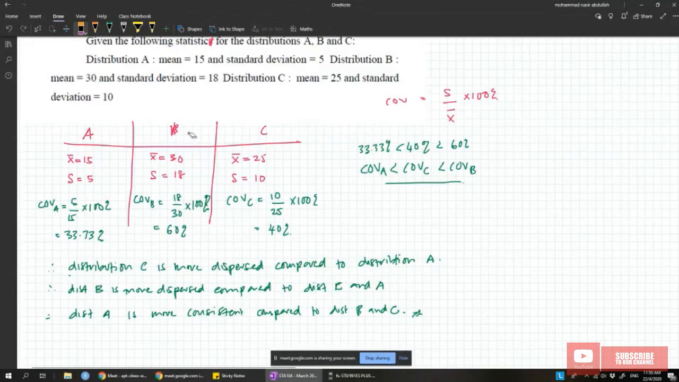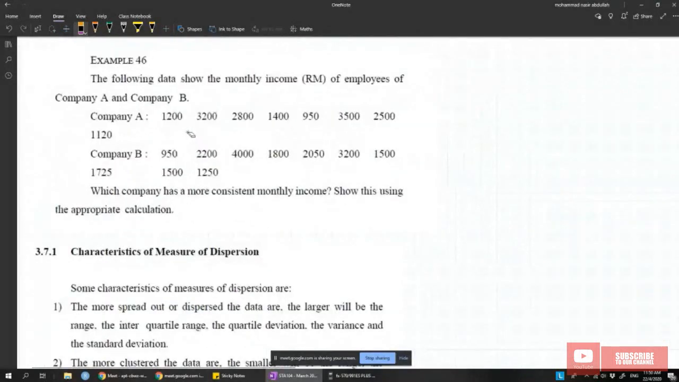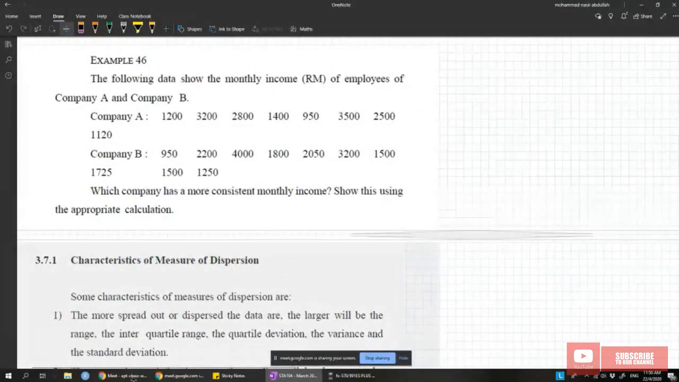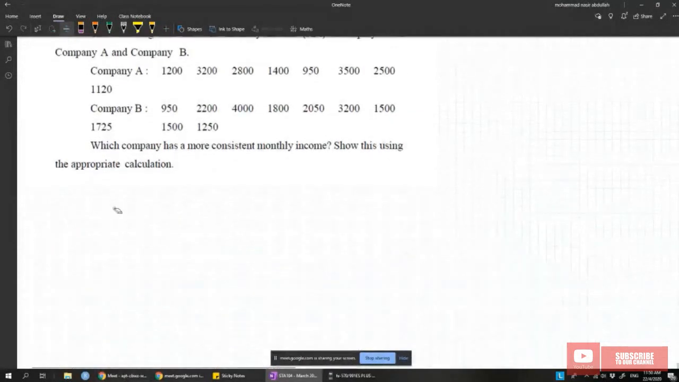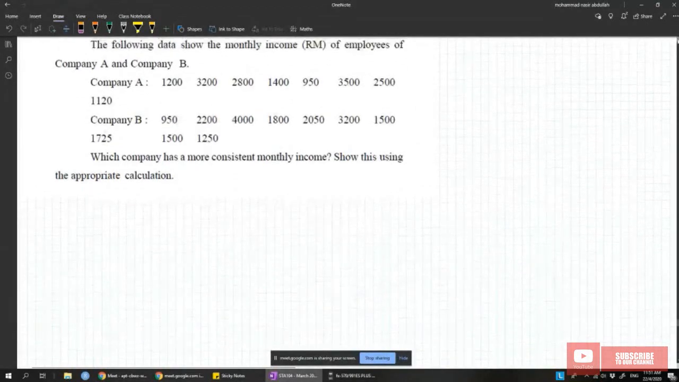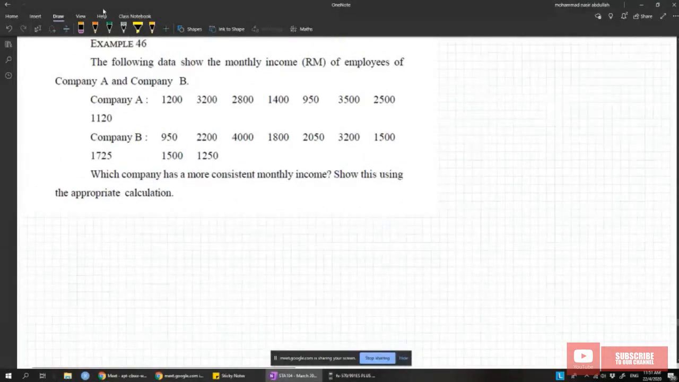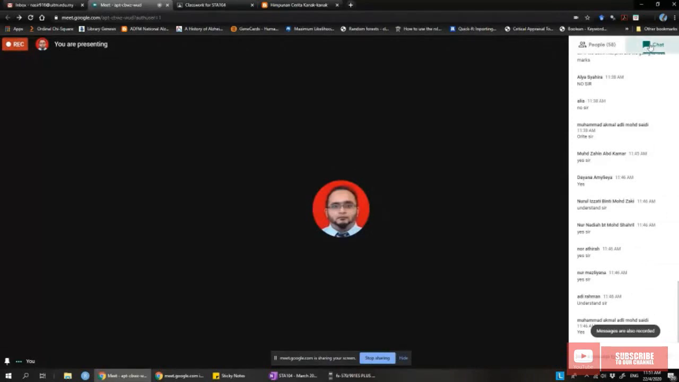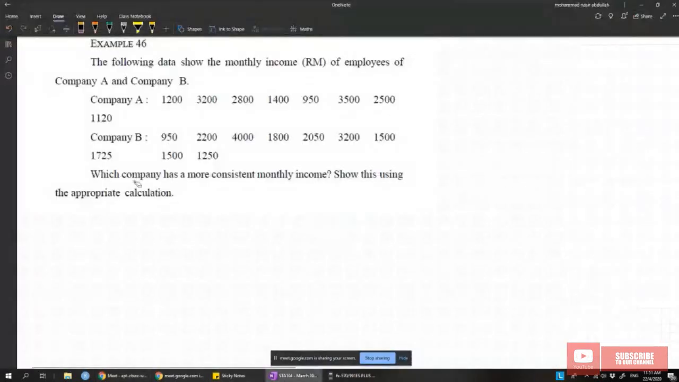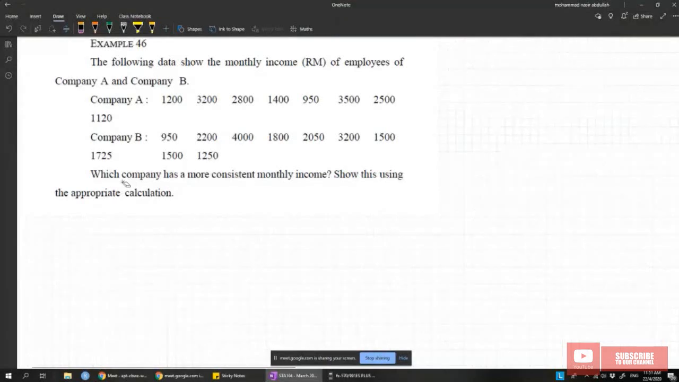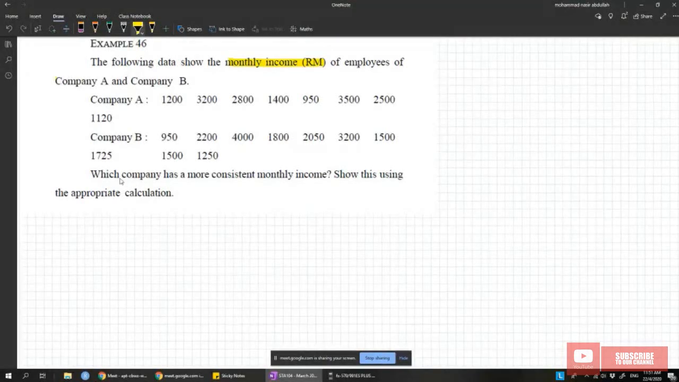Are you okay? Now, we move to the next example. This is an example from raw data, right? So usually the question in the final exam and test should be like this, right? Example number 46. So the following data, do you have any question? No question. Right. The following data show the monthly income of the employees of company A and company B.